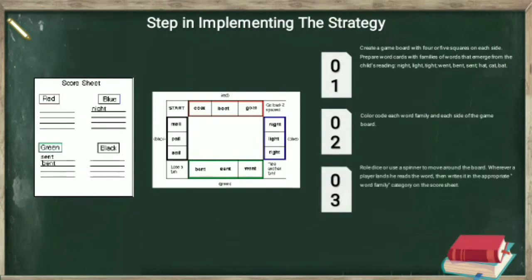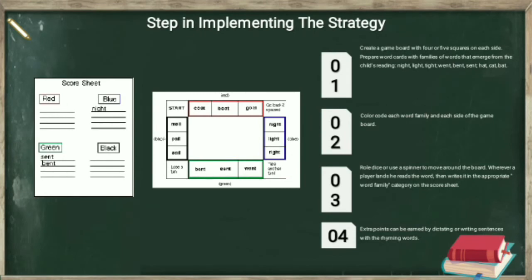This is the steps in implementing the strategy. Number 1, create a game board with 4 or 5 squares on each side. Prepare word cards with families of words that emerge from the child's reading, such as bike, like, take, went, bend, send, like that. And then, number 2, color code each word family and each side of the game board. Number 3, roll the dice or use a spinner to move around the board.